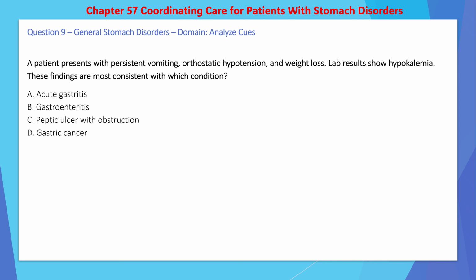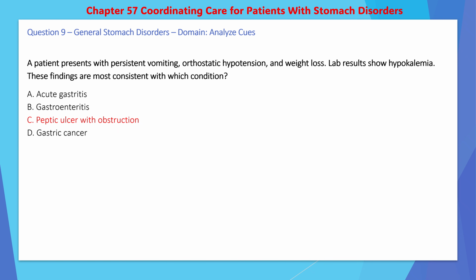Question 9. General stomach disorders, domain: analyzing cues. A patient presents with persistent vomiting, orthostatic hypotension, and weight loss. Lab results show hypovolemia. Those findings are most consistent with which condition? We have acute gastritis, gastroenteritis, peptic ulcer with obstruction, and gastric cancer.